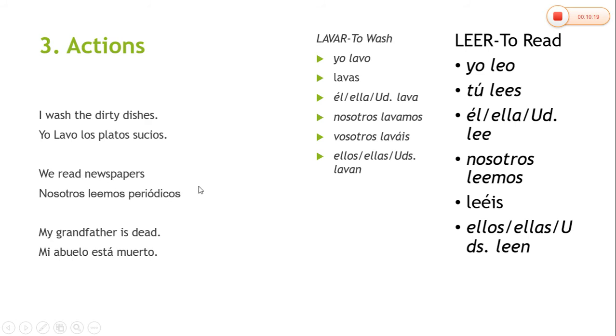We read newspapers. The verb for to read is leer. The conjugation is written here. Yo leo, tú lees, él, ella, usted lee, nosotros leemos, vosotros leís, ellos, ellas, ustedes leen. So nosotros leemos, we read periódicos, or we could have written los periódicos. Los will be the article, right? The plural article. Nosotros leemos los periódicos. We read newspapers.